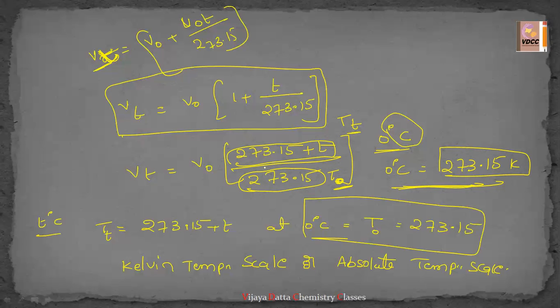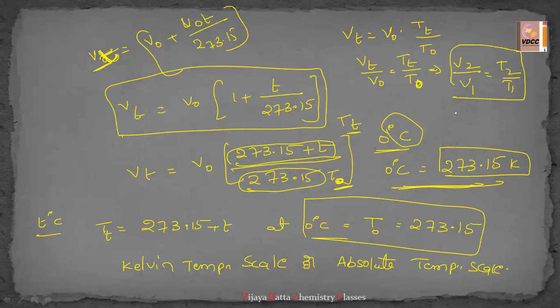So if you modify this relation, then Vt equals V naught into Tt by T naught. So we can write Vt by V naught equals Tt by T naught. This is the volume at some temperature over the volume at 0 degree Celsius, equal to the temperature at t degree Celsius over the temperature at 0 degree Celsius. So simply this one we can generalize: V2 by V1 equals T2 by T1. So from this, V is proportional to T, the relation we can bring.